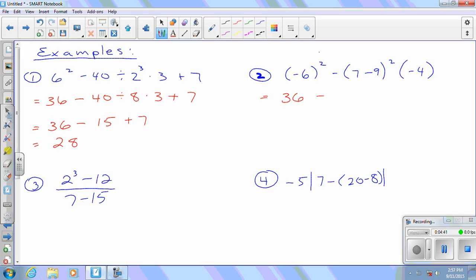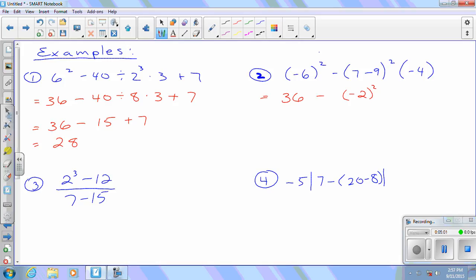And then I'm subtracting, and within the brackets here, I've got a 7 minus 9 that I'm squaring. So I need to do what's in the brackets first, and then the exponent part of it. So 7 minus 9 is negative 2. So that's negative 2 squared.